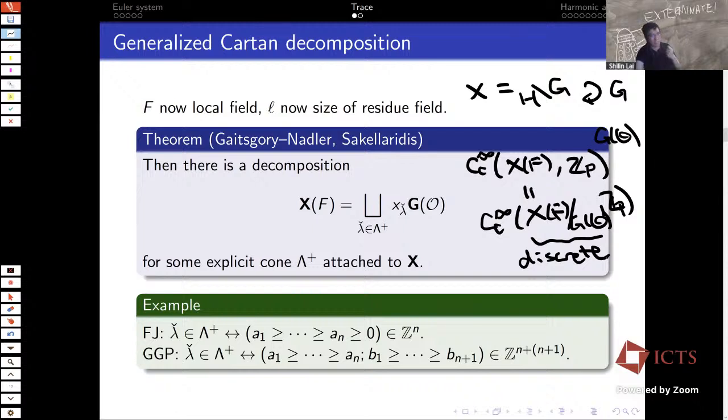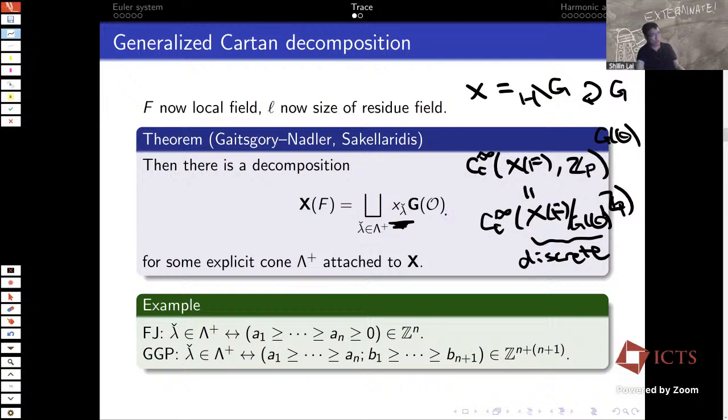And it has actually a very combinatorial description. This was first proven in the function field case by Gates-Green-Nadler, and Sakellaridis took their proof and worked out how to modify it appropriately in this mixed characteristic case. So roughly what it says is that X(F) mod G(O) is labeled by a cone. More precisely, X(F) has a disjoint union representation as cosets of G(O), where the representatives are explicit elements that come from the geometry of spherical varieties.